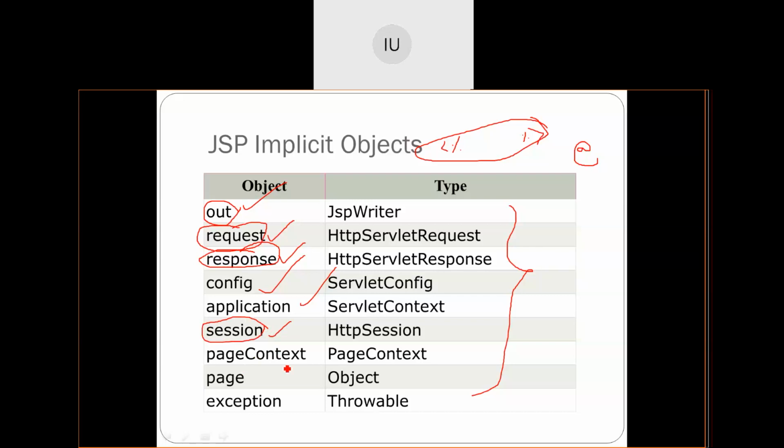Then I have something called page context. This page context talks about the context of a page, the description of the page that is being defined right now. Then I have page. If you want to include an external page, then definitely you can go for page. Then you have the exception object, which talks about the kind of exception that you are getting at this point. So these are the 9 important implicit objects available as part of JSP, which help you reduce the number of lines of code.